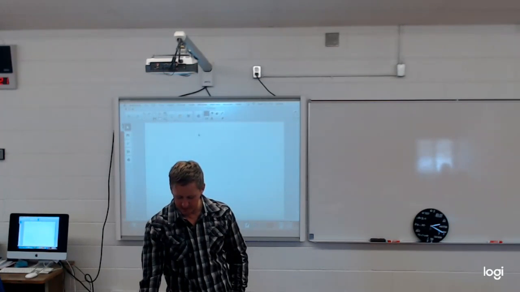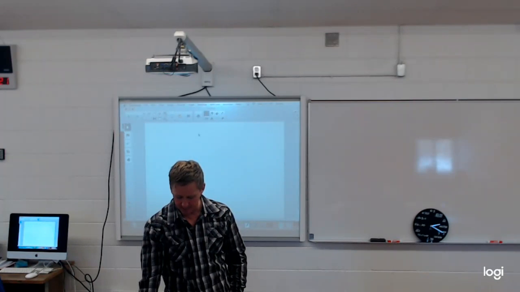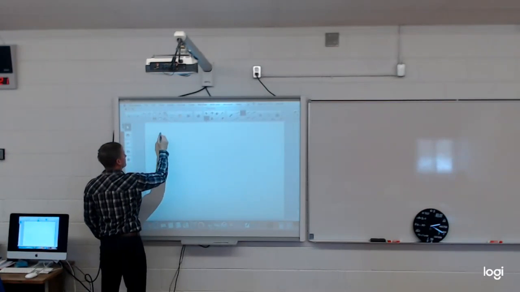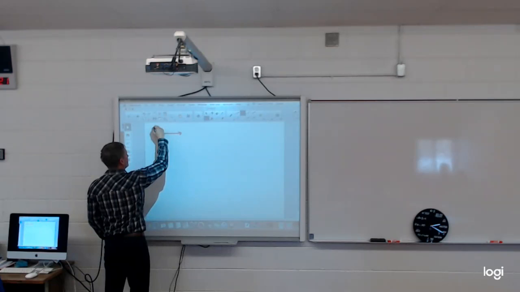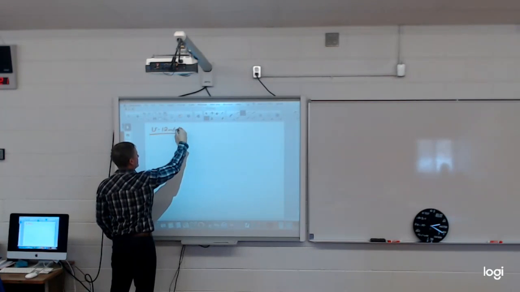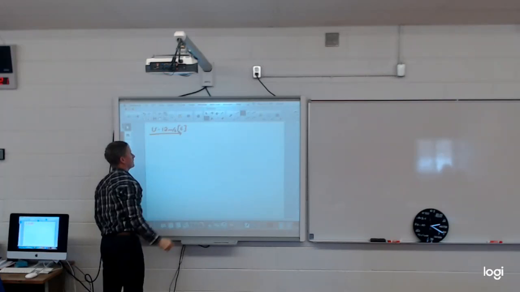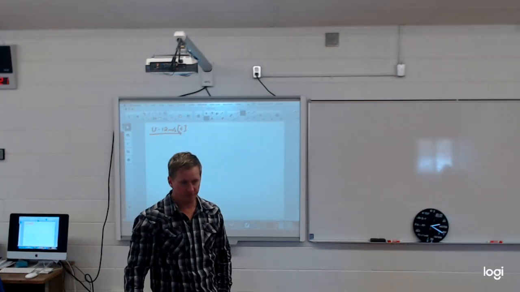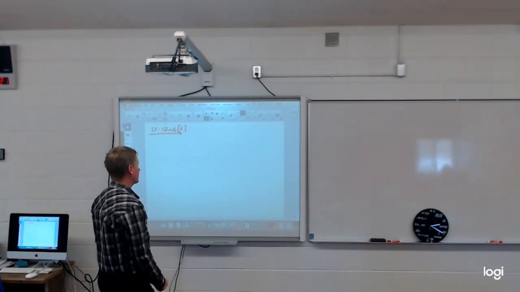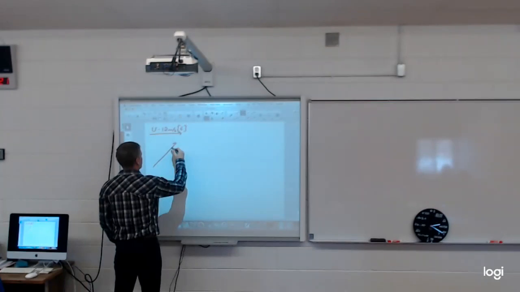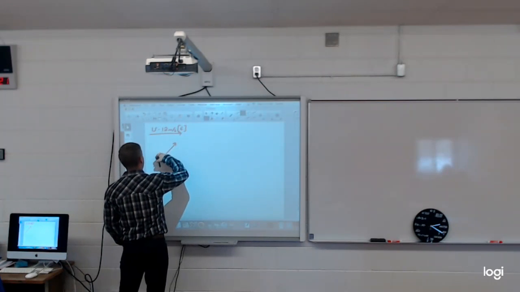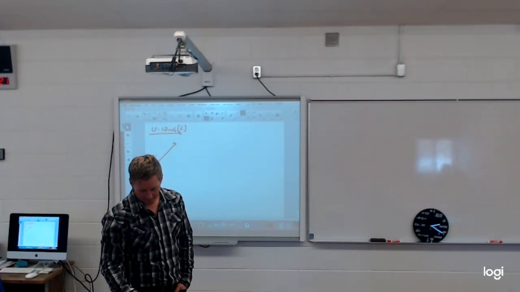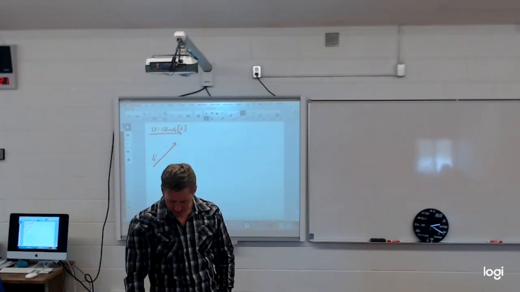A 40-kilogram wind sled is gliding across a frozen lake with a constant velocity of 12 meters per second to the east. Constant velocity, 12 meters per second east. When a gust of wind from the southwest, so what direction is it going? Northeast, right? And what's the speed of the wind or the velocity? Doesn't say. Exerts a constant force of 100 newtons.